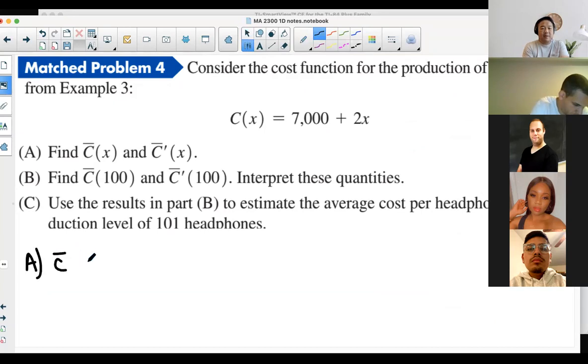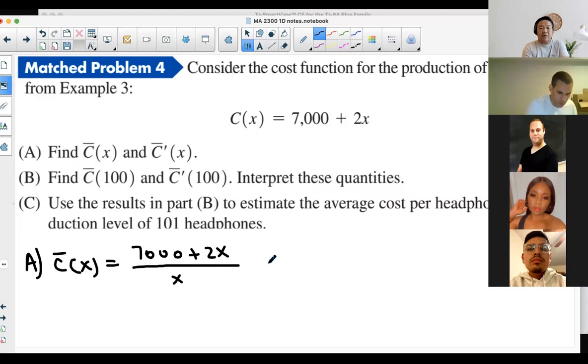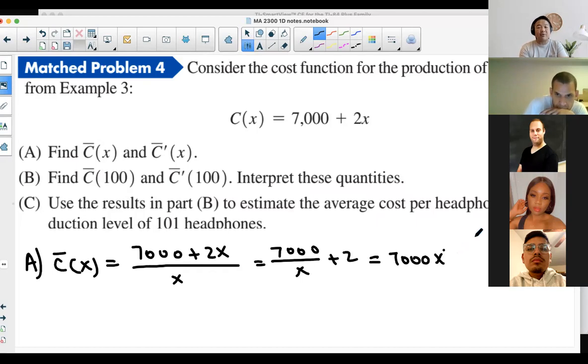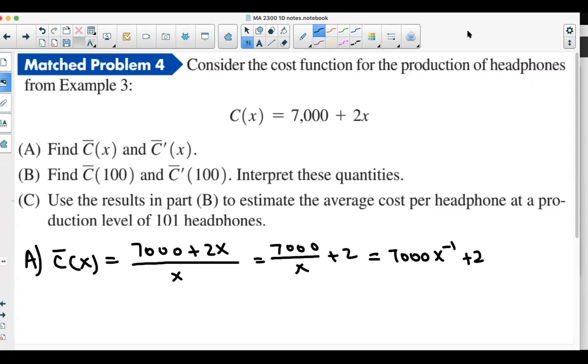C bar of X is simply this one, 7,000 plus 2X divided by X. Then you can see that this will be equal to 7,000 over X plus 2. Right? That's the expression that we end up getting. But it would be easier if I were to rewrite this as 7,000 x to the negative 1 power, plus 2 by the way, a nice function to take the derivative of.